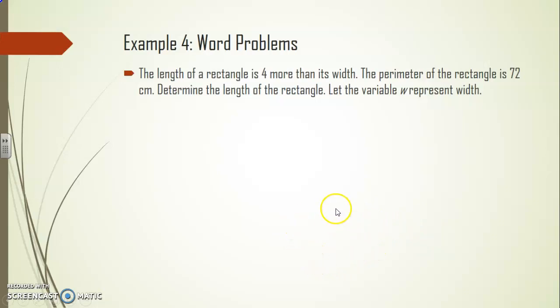So here's our first word problem. The length of a rectangle is 4 more than its width. The perimeter of the rectangle is 72 centimeters. Determine the length of the rectangle. Let the variable w represent the width.